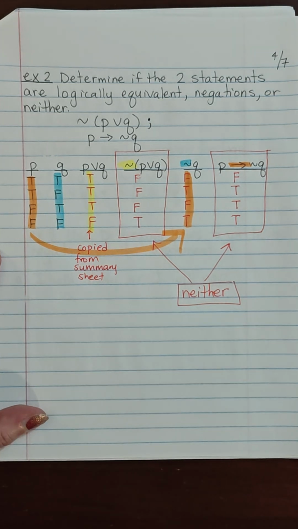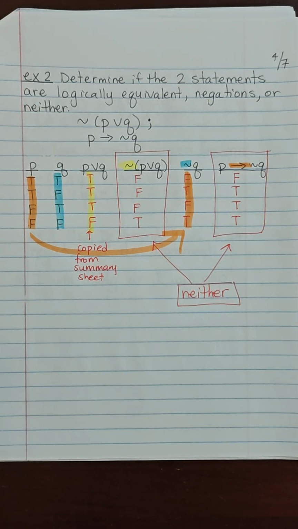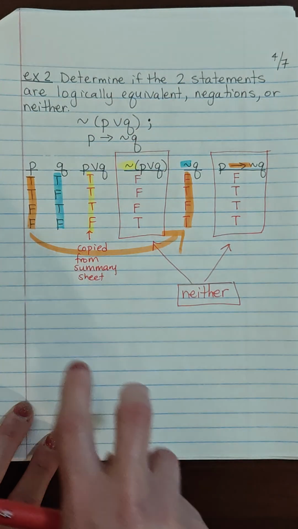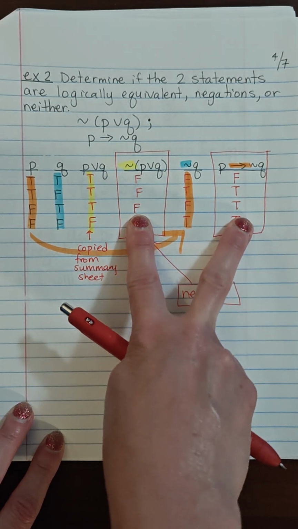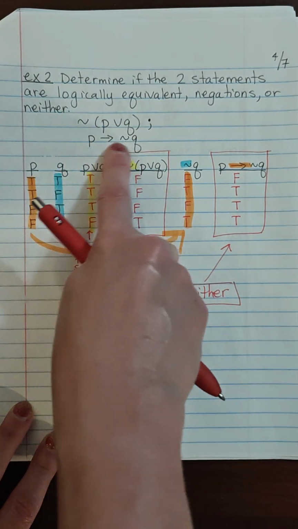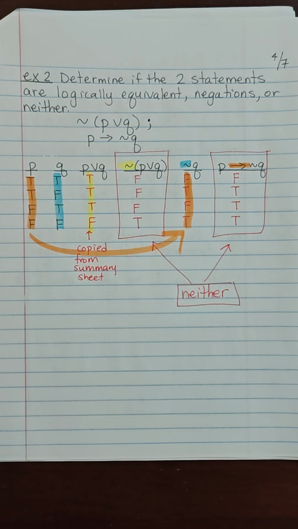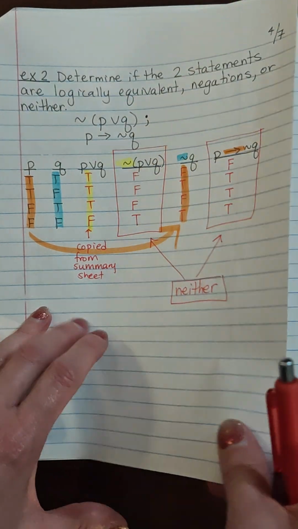So I don't want you to get this confused with the previous examples where we were just looking for that one statement and asking, is it a tautology or a self-contradiction or neither? That one we only needed to look at that one column. This one we're actually comparing two statements. So I'm going to need to compare two columns. I didn't just willy-nilly pick those two columns. I picked those two columns because those were the two statements that were given in the original problem.